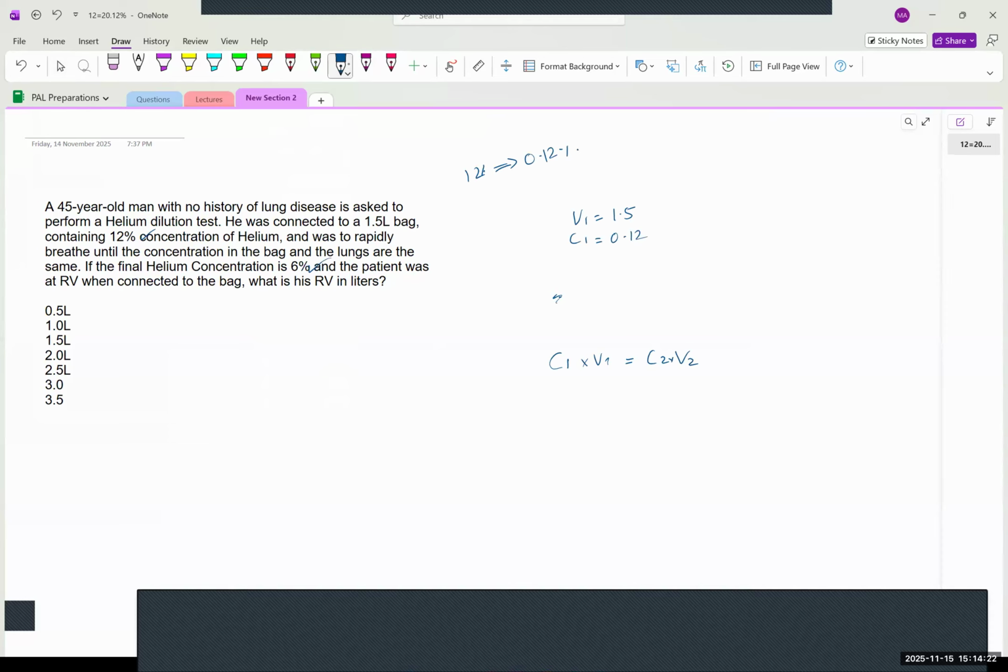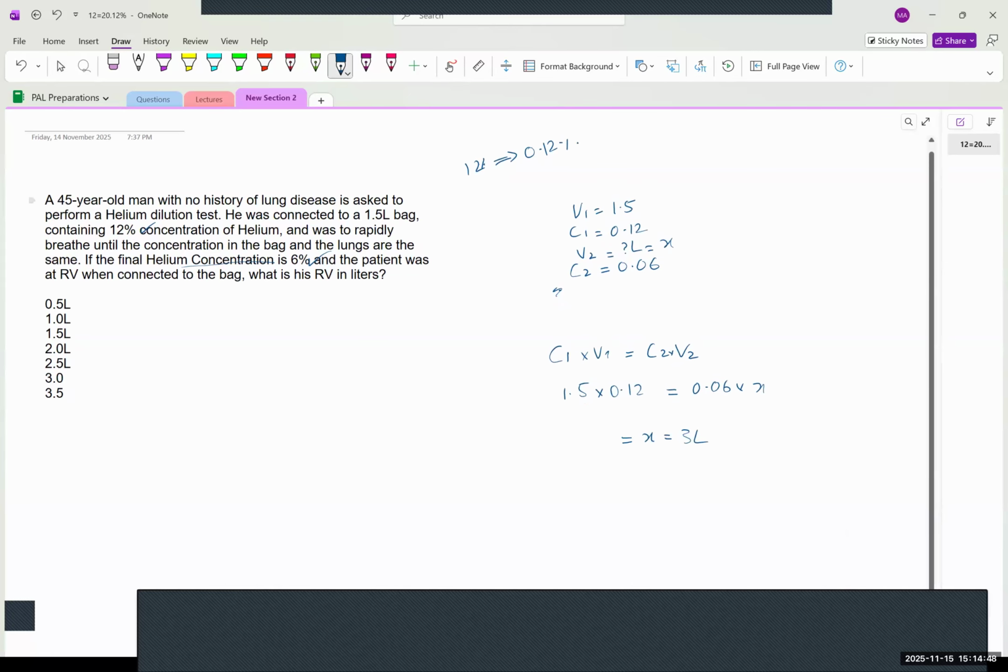And similarly, they've given us concentration 2 right here, which is 6%. So it would be 0.06. And the volume is unknown. So this is what we have to find, and we'll be taking it as x. So once we calculate this, 1.5 times 0.12 is equal to 0.06 times x, we would basically get x is equal to 3 liters, which is what one of you guys chose as the answer.